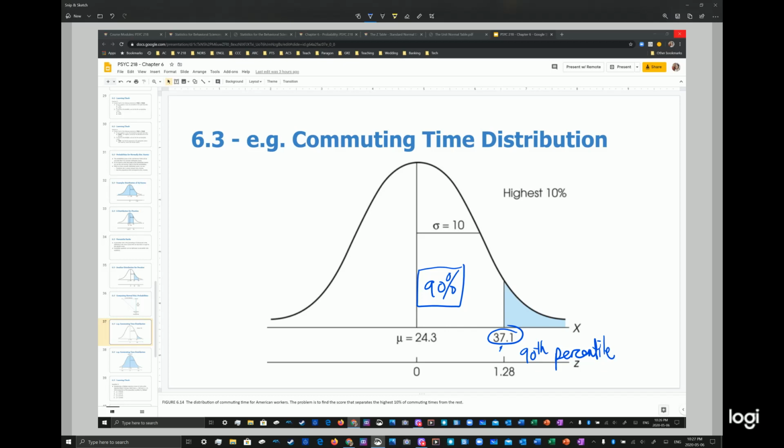So this whole white area here is the 90% of the distribution of people that took some transport and had a commuting time of, I don't know, maybe it's minutes, 24.3 minutes with the average. And then anything that is 37.1 minutes or less, that's 90% of the population. And so anything above that would be the other 10%.